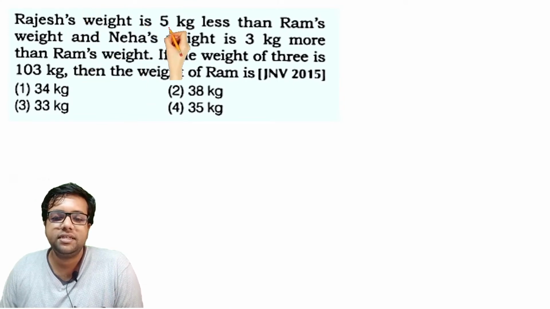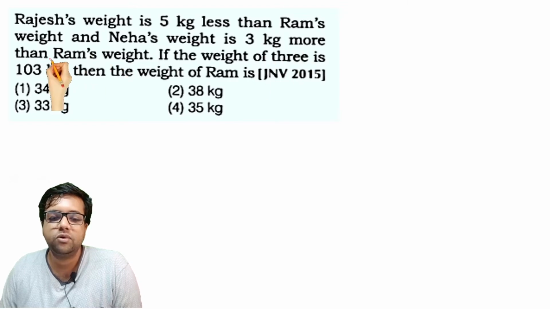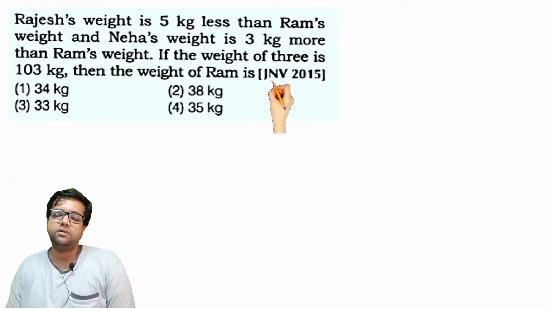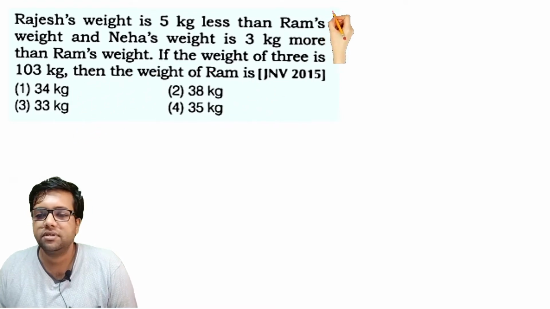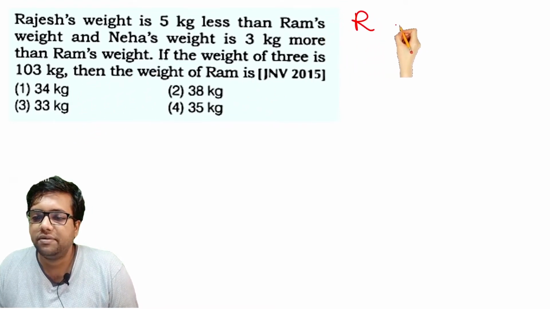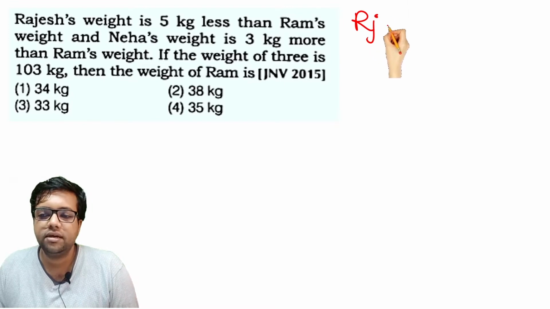Rajesh's weight is 5 kg less than Ram's weight and Neha's weight is 3 kg more than Ram's weight. If the weight of all 3 is 103 kg, then weight of Ram is what? Again, same kind of question. You need to form the equation. I will call Rajesh as RJ. Okay. So Rajesh's weight is 5 kg less than Ram's weight.